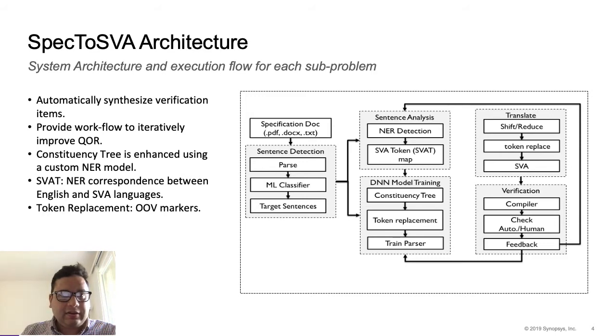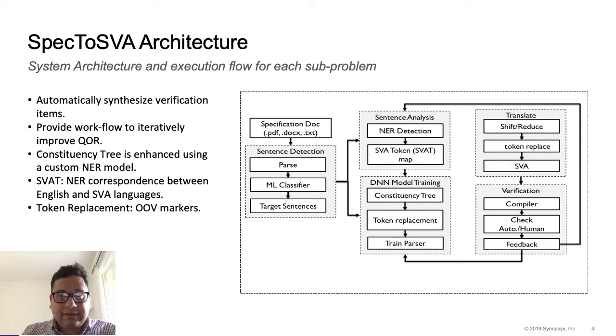Sentence detection takes the English specification document, parses through it, and classifies all the sentences into two parts, one that can be translated to SVA and the other which cannot be translated to SVA. In the sentence analysis part, we use a custom spaCy model to detect all the NERs in the English sentences. The NERs can be categorized into two buckets, variables and constants. And then we save the mapping of the NER correspondence in both English and SVA languages.